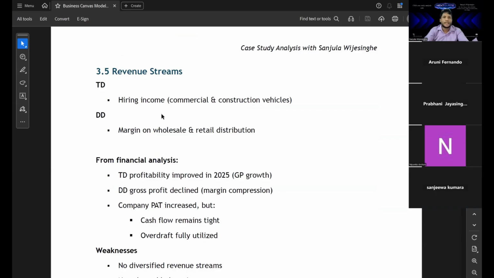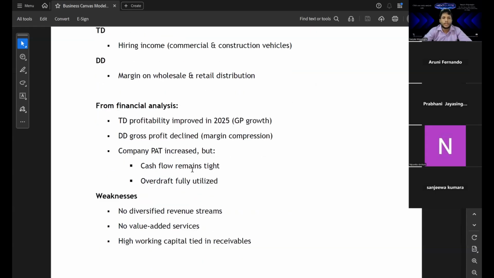Then, for example, let's say TD, hiring income, commercial and construction vehicle. They are going to hire them and earn money. That is your revenue stream. Now, when it comes to the distribution division, margin on wholesale and retail distribution, they are going to do the wholesale and retail distribution.